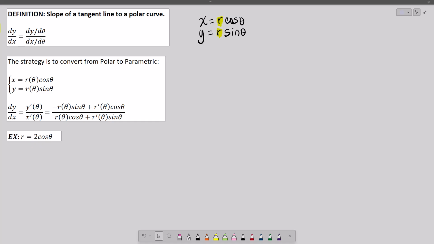There's no point in remembering that formula. This is what you want to remember right there: just y prime over x prime. You could memorize this if you wanted, if you're one of those folks that likes to memorize crazy looking things, but it's much better just to think of the derivative like we did parametrically, y prime over x prime.